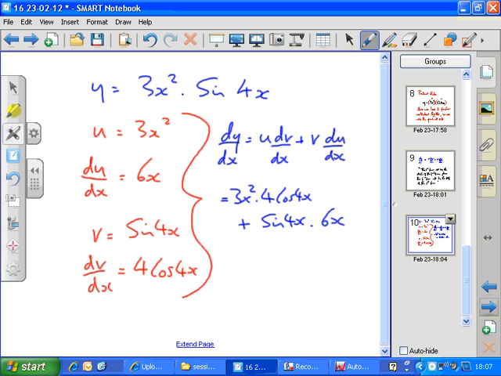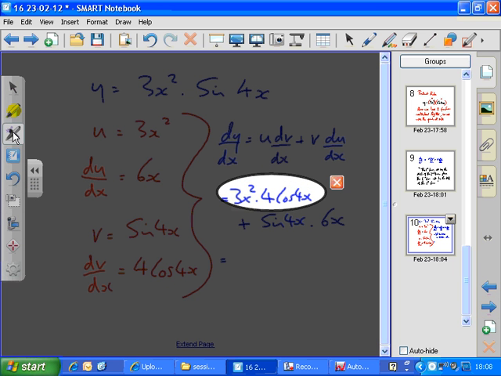And that's the solution. Yes. I'd expect you to try and tidy this up. If you look at this part here, this means 3 times x squared times 4 times cos 4x. All these things are multiplied together.